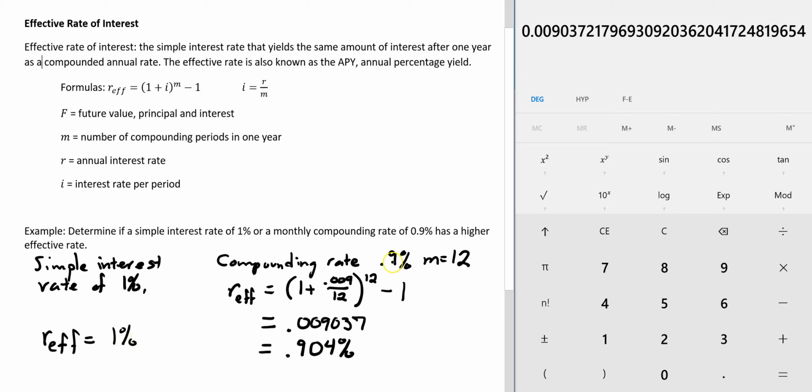We would expect it to be a little bit higher than the simple interest, but compounding rates are not always larger than simple interest. This compounding rate started at less than 1%. And even though we compound our interest every single month, when we're complete with a year, the interest earned as an effective rate is 0.904%, which is still less than 1%.